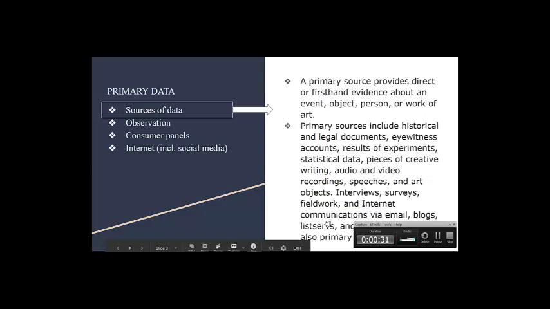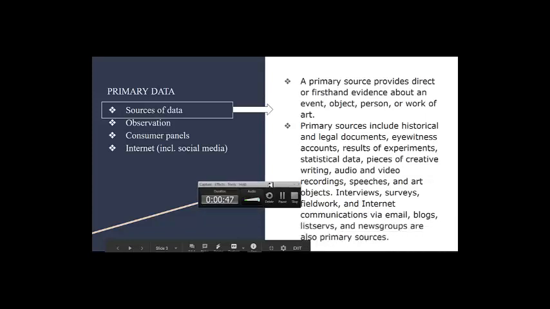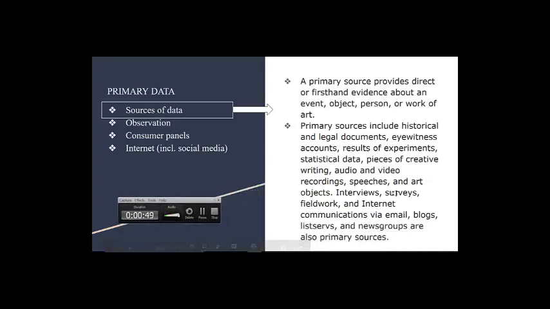There are several sources of primary data, and these sources provide first-hand evidence about an event, an object, a person, or a work of art. Primary sources of data include, and are not limited to, historical and legal documents, eyewitness accounts, results of experiments, statistical data, pieces of creative writing, audio and video recordings which can be transcribed and analyzed. Those are sources of primary data.